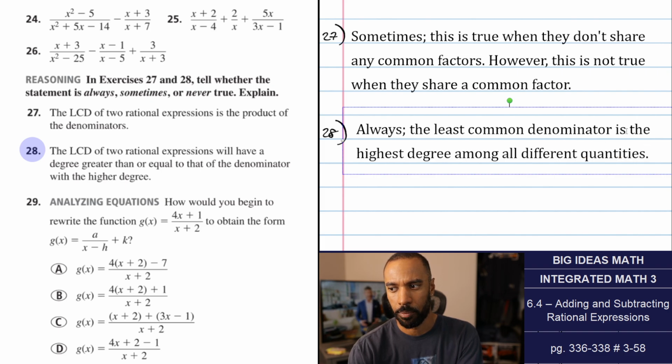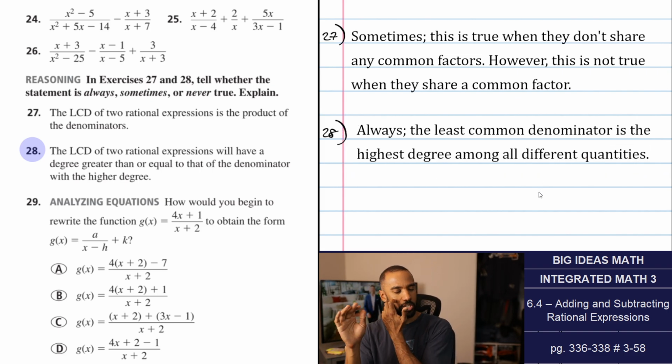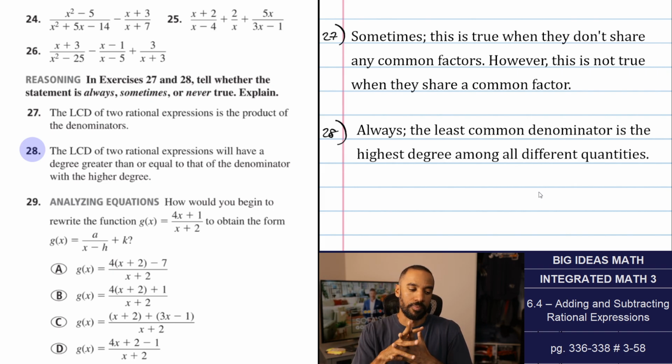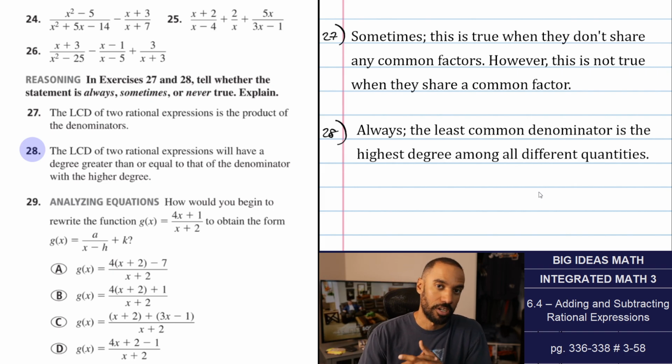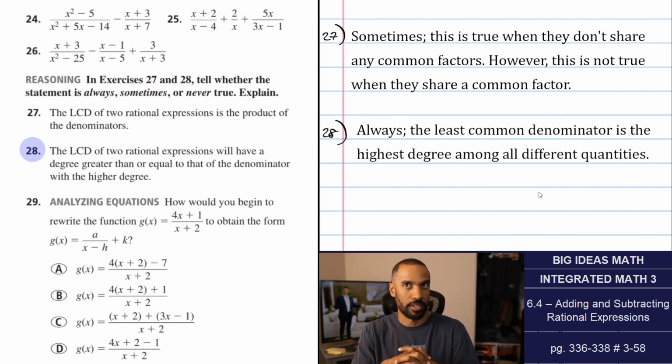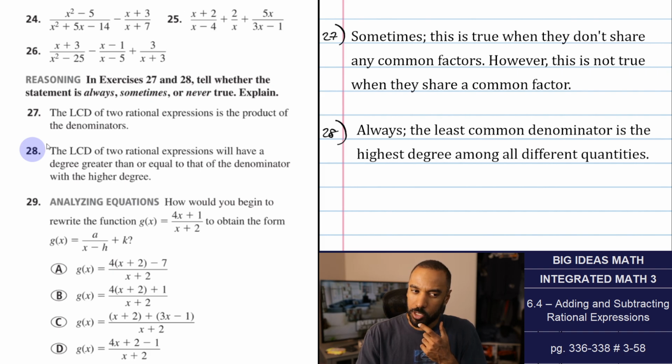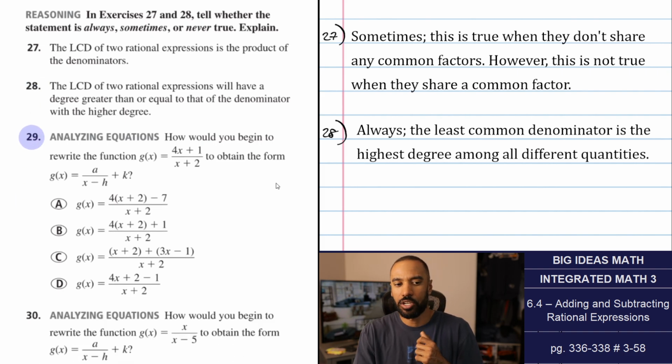I don't really know how to explain more of it, but again, if I have an x squared and an x cubed, I have to bring it up to at least x cubed. If I was finding the greatest common factor of x cubed and x squared, it would be x squared. It's the smaller of the two, but this is the opposite.